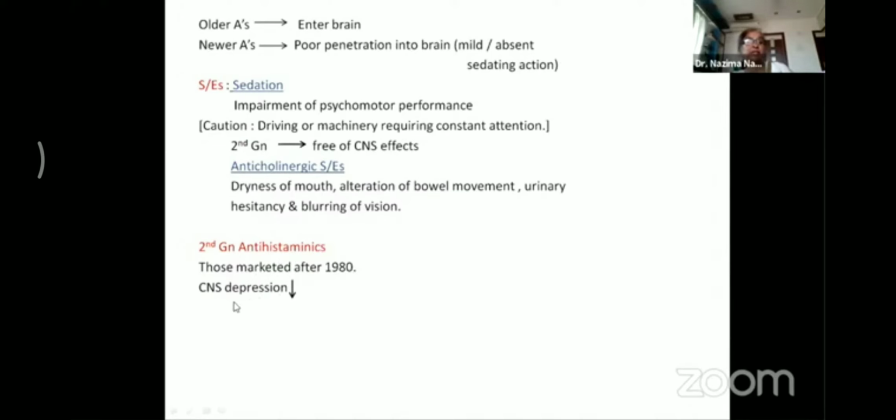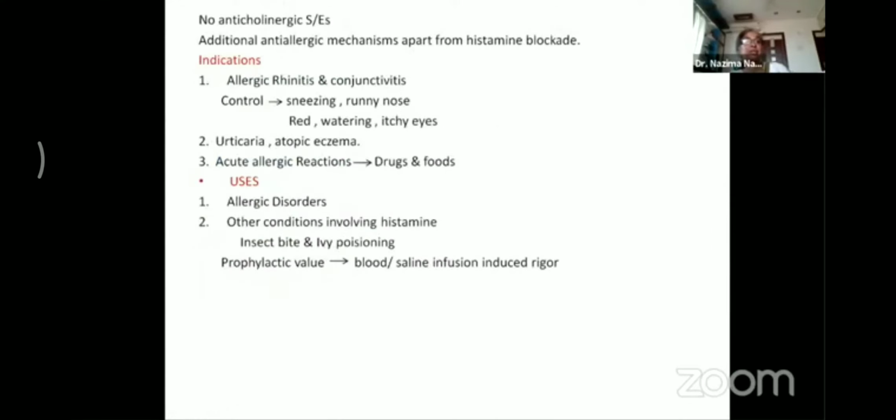Now with these drugs, CNS depression is less. They cause less CNS depression, and therefore less sedation is there with these drugs. Again, they do not have anticholinergic side effects, and also there are additional anti-allergic mechanisms with these drugs apart from histamine blockade. So the principal indications of these drugs are in case of allergic rhinitis and conjunctivitis. They control the sneezing, the runny nose in these conditions, and also the red watering itchy eyes, which are the symptoms in these allergic conditions.